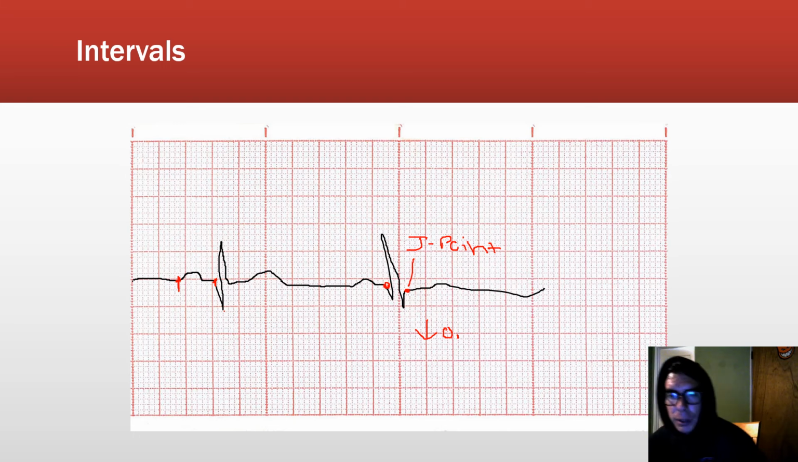Should be less than 0.12 seconds. So that would be less than 3 small boxes. That's really the only way to do that. So it has to be 3 of these small boxes or less to be normal. Otherwise, it's called a wide QRS, and that equals 0.12 seconds. And we measure from the beginning of the QRS to the J point.